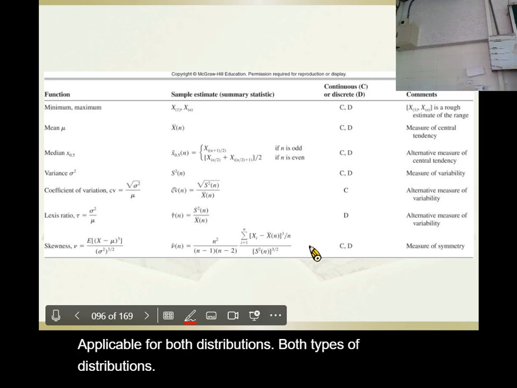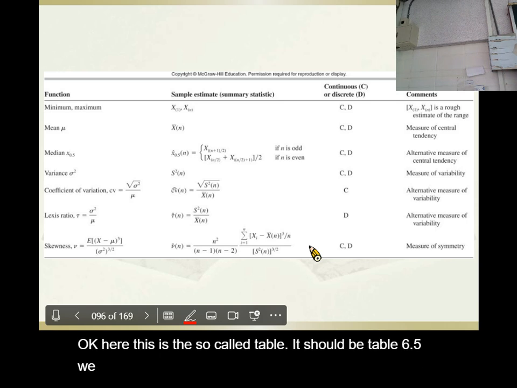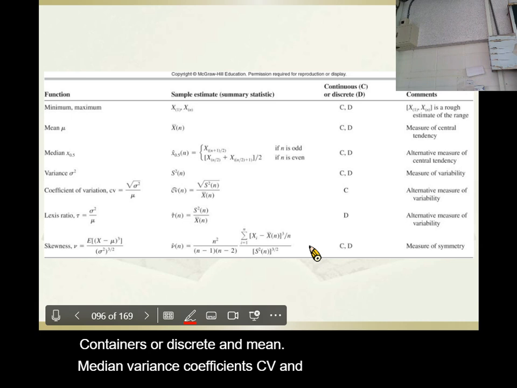Okay, here, this is the so-called table. It should be table 6.5. We have these. And here we have the field to apply or not. Okay, minimum, maximum, continuous or discrete. And mean, median, variance, CV. And the Lexis ratio here.